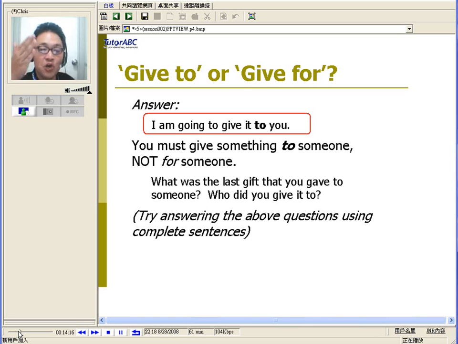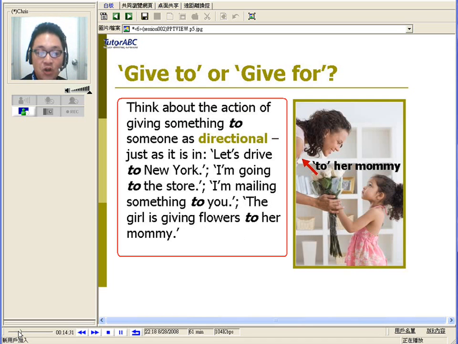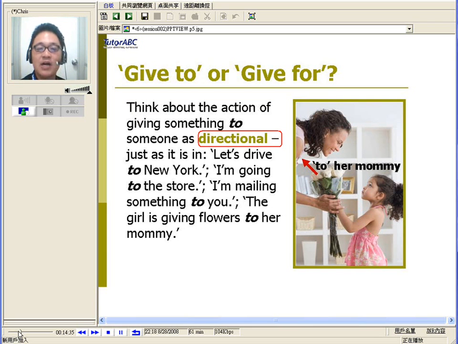Remember, to is basically a direction from A to B. You're giving something from A to another person. That is the usage of to. You see, to is basically used in directional situations. For example, let's drive to New York. I'm going to the store. I'm mailing something to you. The girl is giving flowers to her mommy.